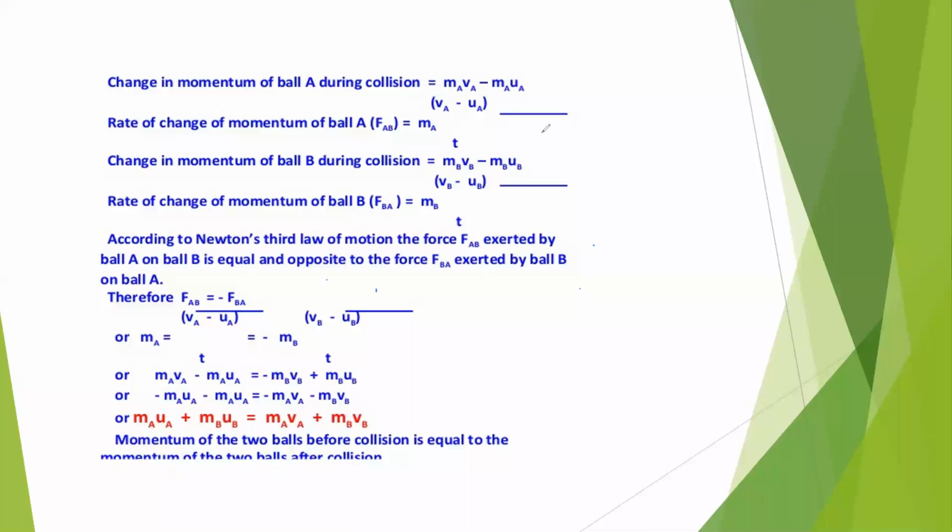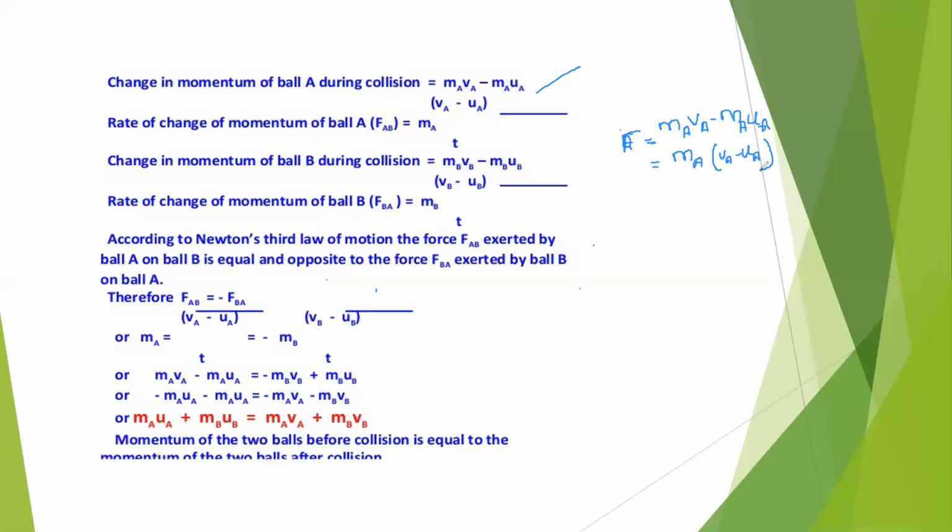See, next step. The rate of change of momentum of ball A is given by the following. I told you already the change in momentum in the previous step: MAVA minus MAUA. One more step we can do here. What is common in both? MA is common. Therefore, it is MA into VA minus UA.